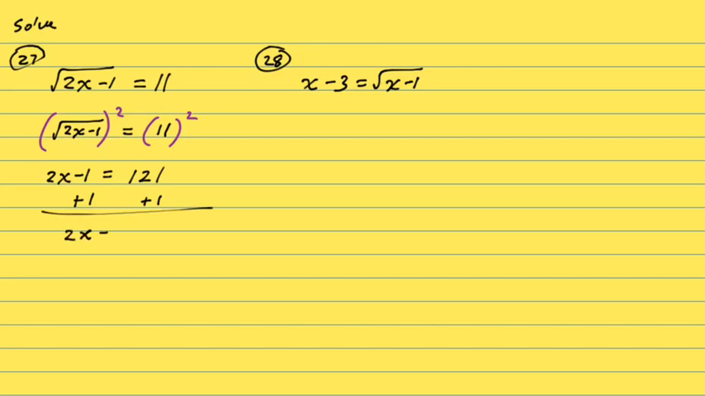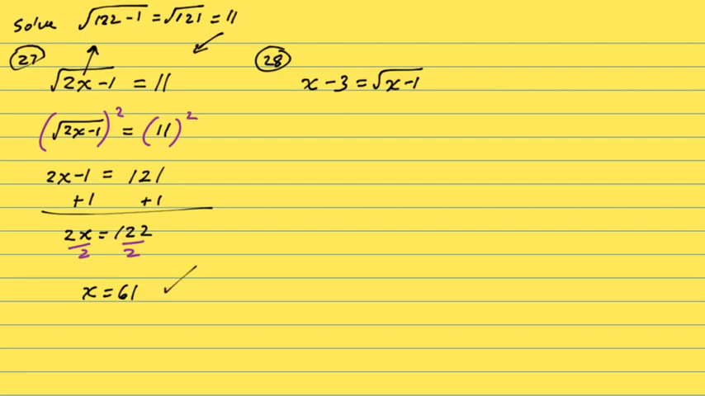Add 1 to isolate the variable. That gives me 2x equals 122, I believe. Opposite of multiplying 2 is to divide by 2, and we get x equals 61. Let's plug it in and check. 2 times 61 is 122. Minus 1 is radical 121, and yes, that does equal 11. So I know that this value does work. You definitely need to check your answers on radical equations.